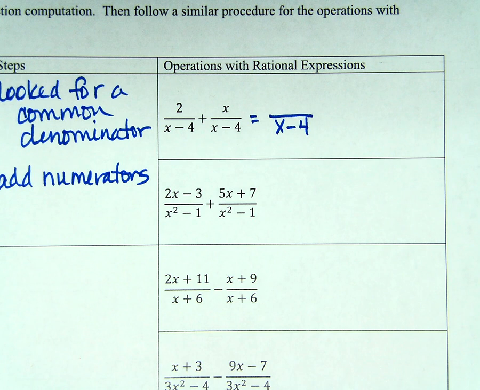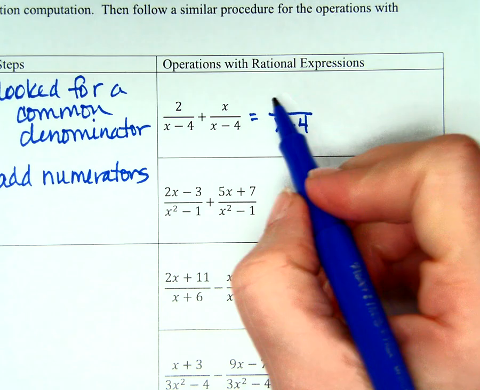So that's what I was afraid you would say. What do you get when you add 2 and x? Guys, that's what you get when you multiply 2 and x, right? If you're adding 2 and x, you get 2 plus x. Okay, so be careful with that.